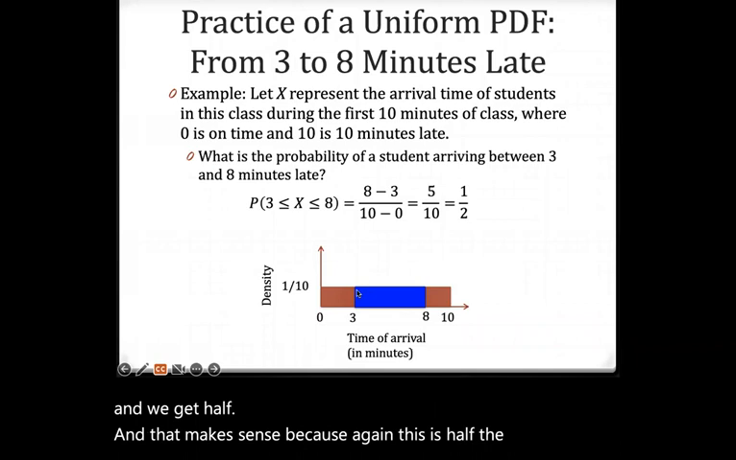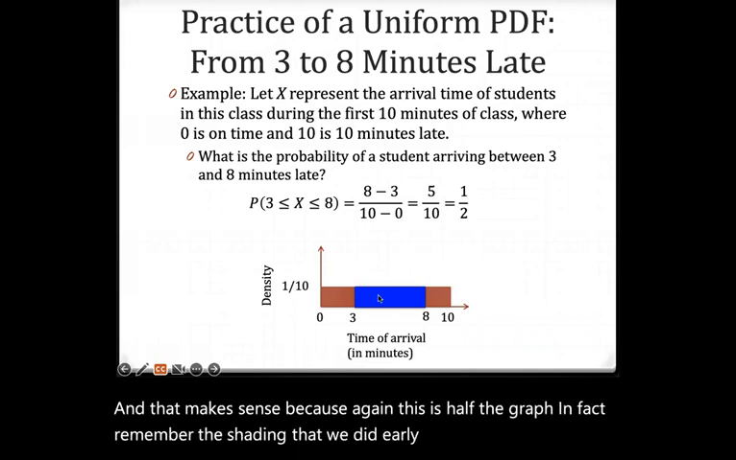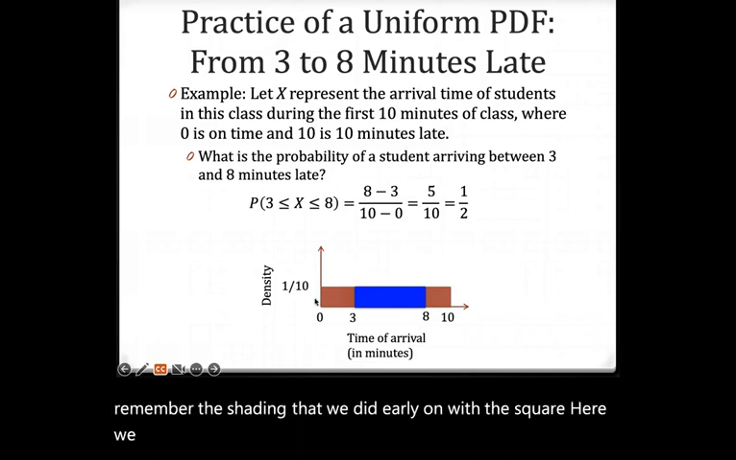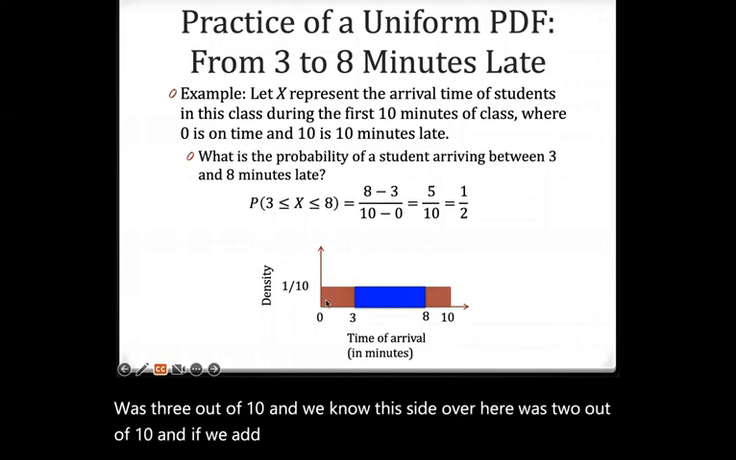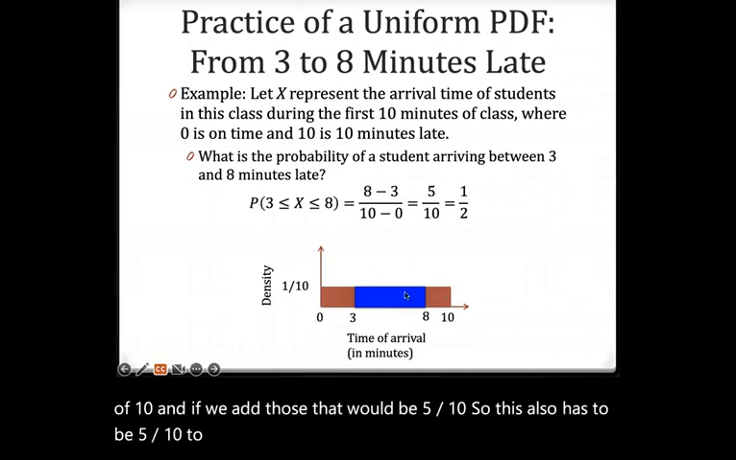In fact, remember the shading that we did early on with the square? Here we have from 3 to 8. Well, we know this side was 3 out of 10. And we know this side over here was 2 out of 10. And if we add those, that would be 5 over 10. So this also has to be 5 over 10 to give us the whole probability.